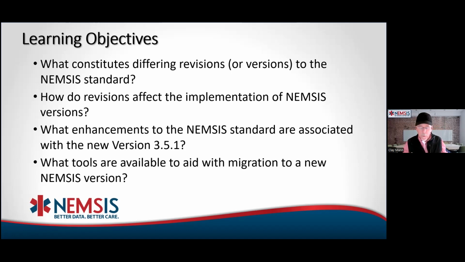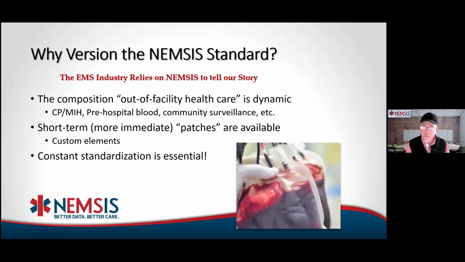And then, of course, it'll be important for us to talk about what we gain by moving from version 3.5.0, which is the current version that the nation is adhering to. Why move to version 3.5.1? What are the additions or the advancements that were made? And then maybe some short discussion about some of the tools that are available to help agencies or states to communicate the changes that have been made and how to prepare for new versioning. So lots to cover. Let's begin by talking about why we version the NEMSIS standard.